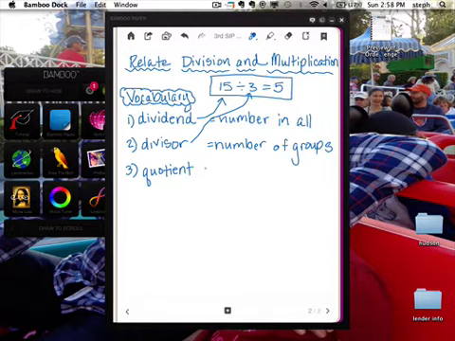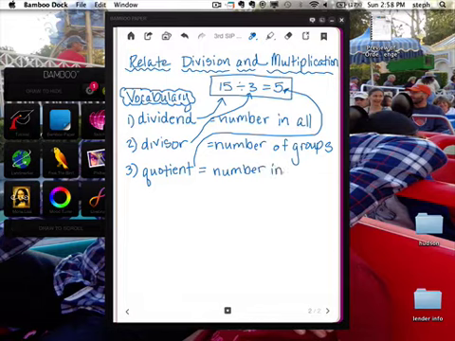And the last number is called the quotient. And the quotient is the number in each group. So let me draw an arrow all the way up to the quotient. It's this number right here. It's the answer to a division problem. But if we're relating it to multiplication, it's the number in each group. Number in each group.